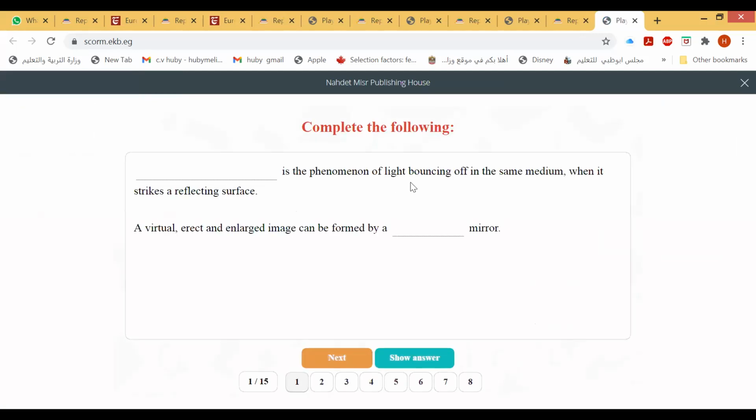What is phenomena of light bouncing off in the same medium when it strikes a reflecting surface? طبعا phenomena. قال لي same medium طبعا يبقى يكون إيه? Light reflection. A virtual erect and enlarged image can be formed by طبعا احنا لسه عارفين concave mirror. This is the last position, or last step.